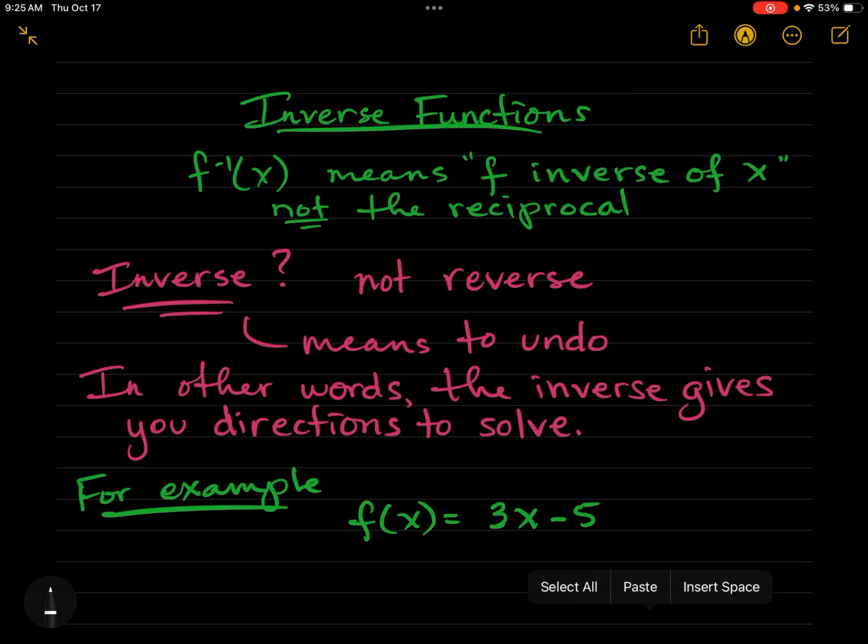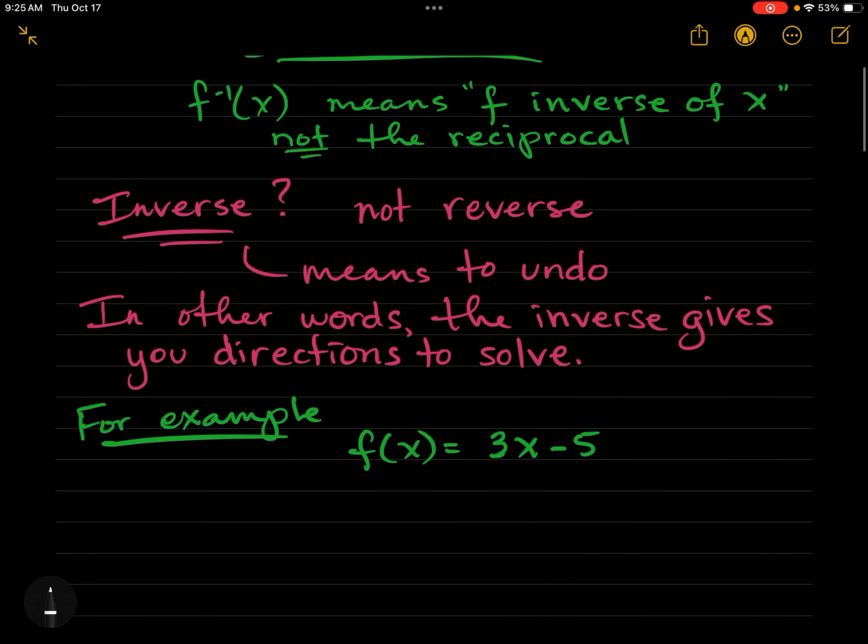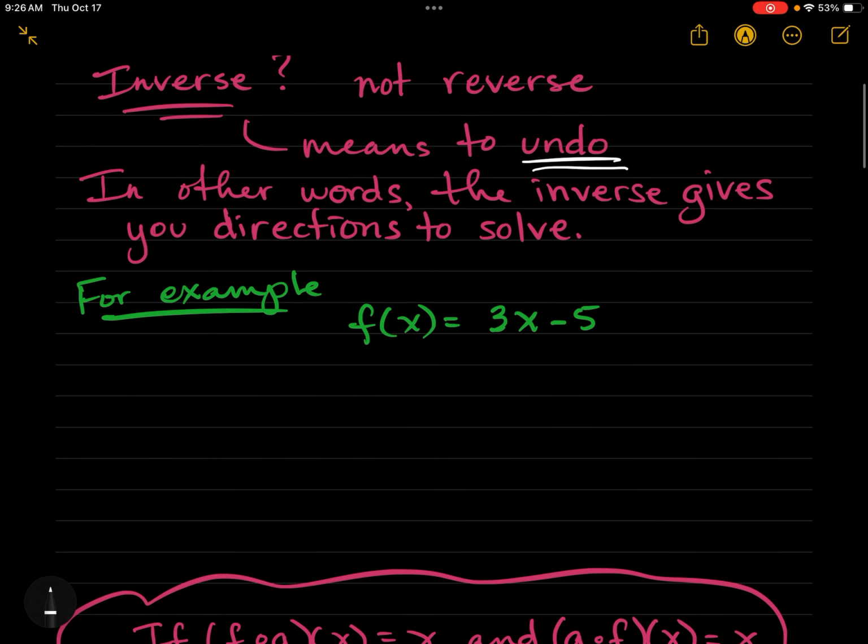Okay. F inverse of x does not mean the reciprocal. It does not mean the reverse. It means to undo. So in other words, if we're trying to solve an equation and get x by itself, the inverse gives you the directions to solve.